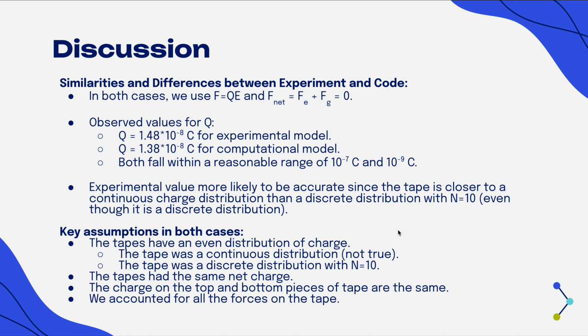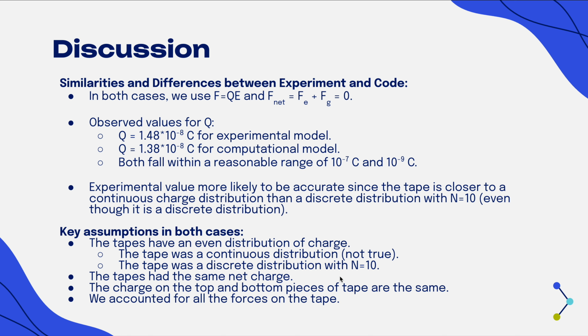So we have a couple of assumptions. The first is that they have an even distribution of charge. For instance, you could have more charge on one side than the other, but we're assuming that that's not the case. For the experimental, we're assuming a continuous distribution, which is actually not true because there is a finite number of atoms in the tape. For the computational model, there's also the error that there are only 10 particles, which is clearly not true.